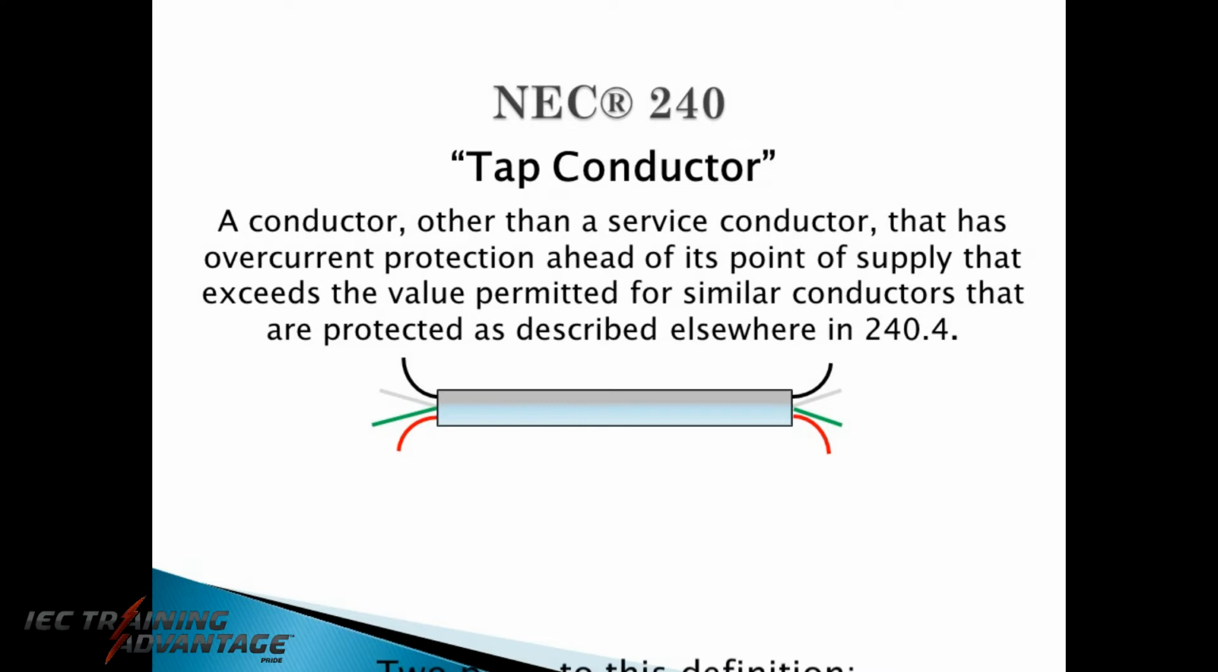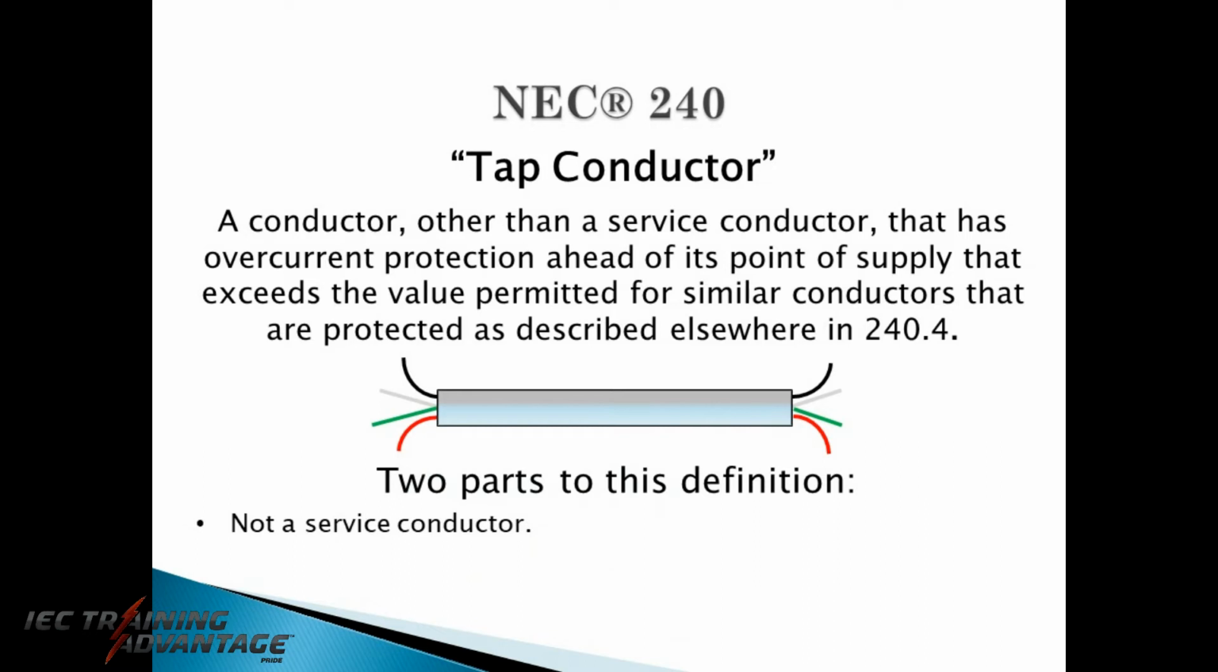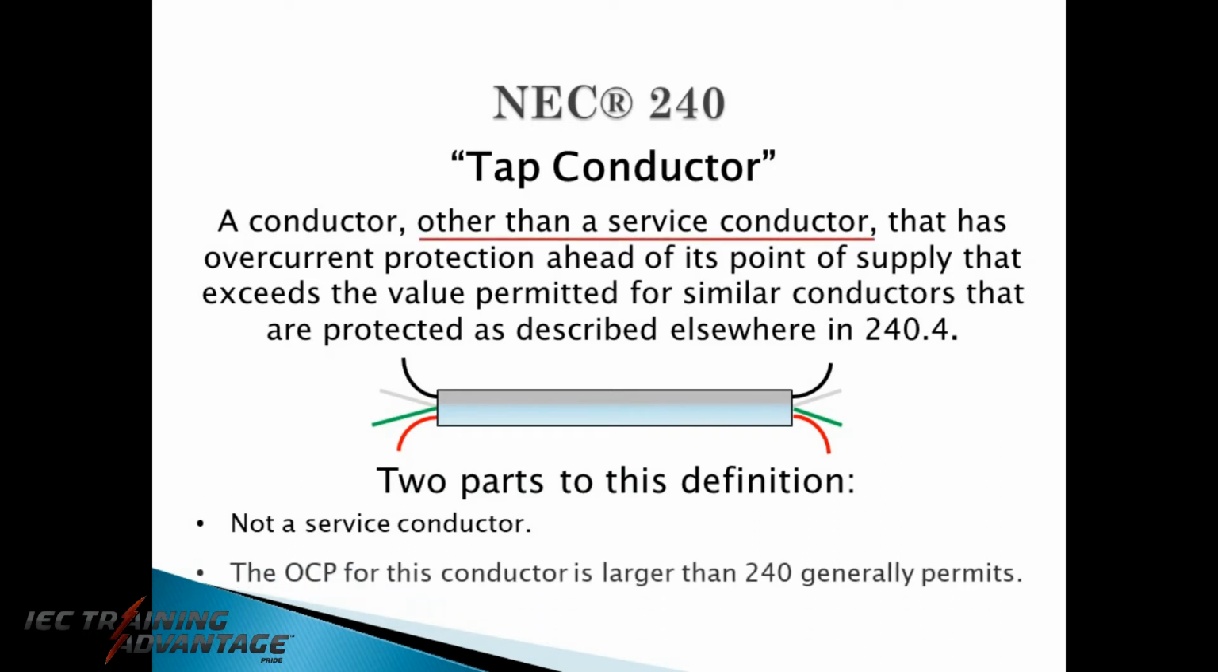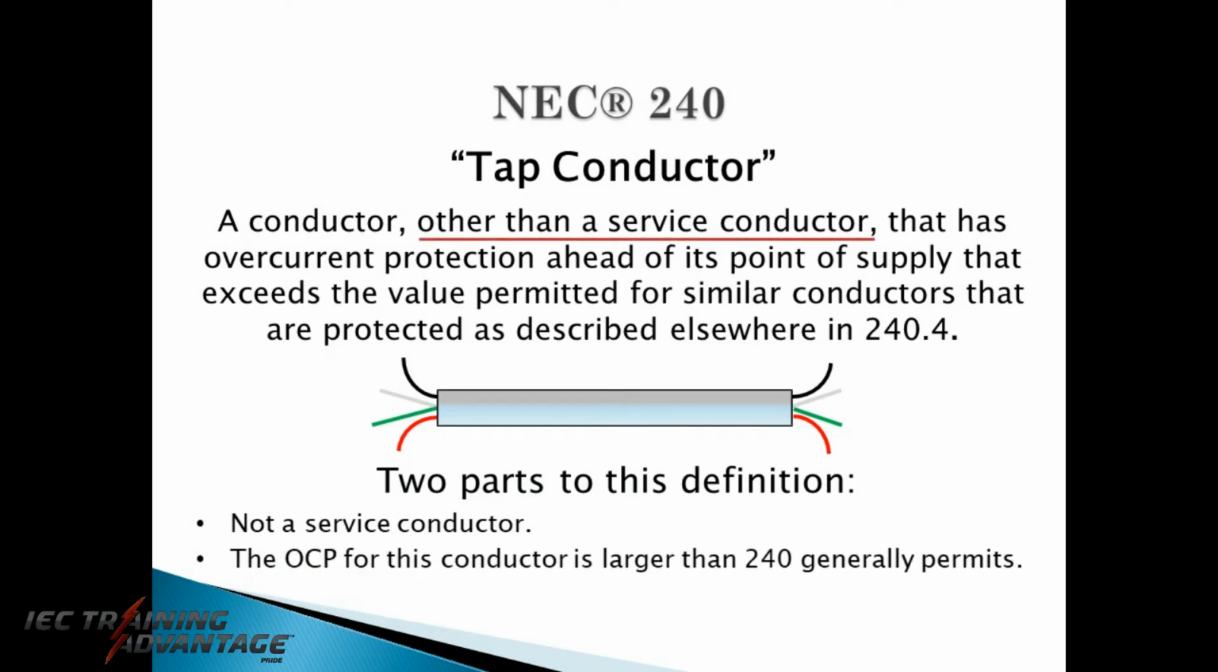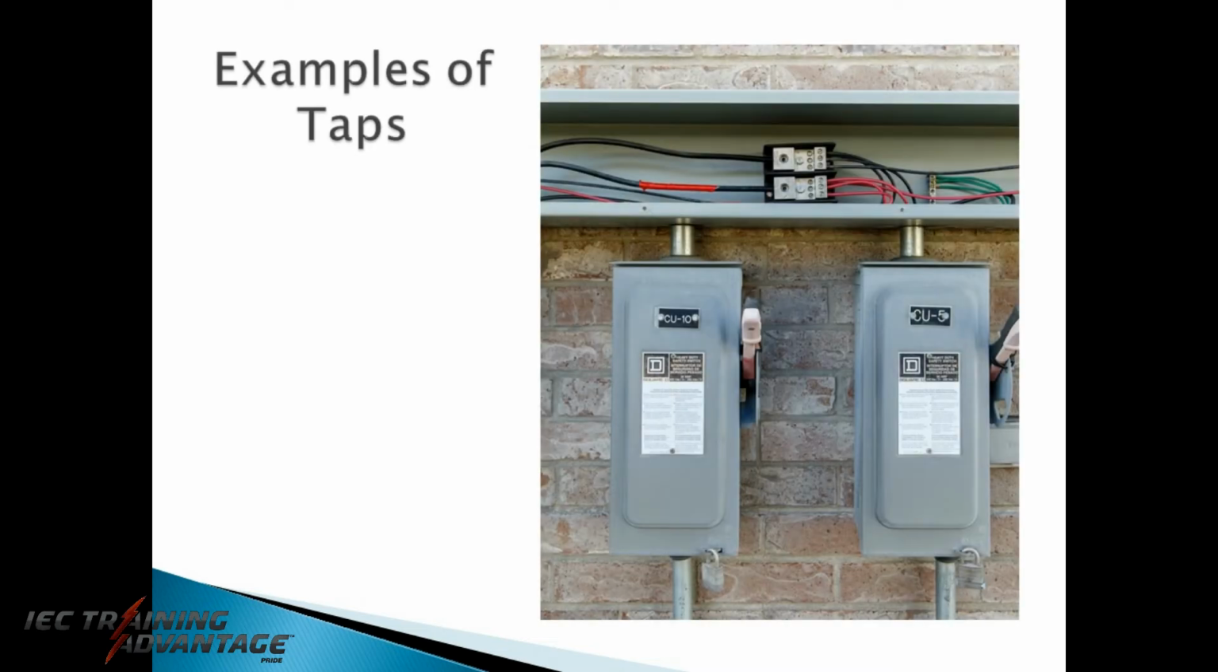Here are a couple things to note from the definition. It's not a service conductor, and it has overcurrent ahead of it that just seems too large. This is going to help cue us in when we're in the field. Here we have an example of a tap. In this photo, you can see up in the wireway, up in the gutter, there's a kind of a terminal block with large conductors coming in the left and then feeding out to these smaller conductors coming out on the right-hand side to this disconnect.